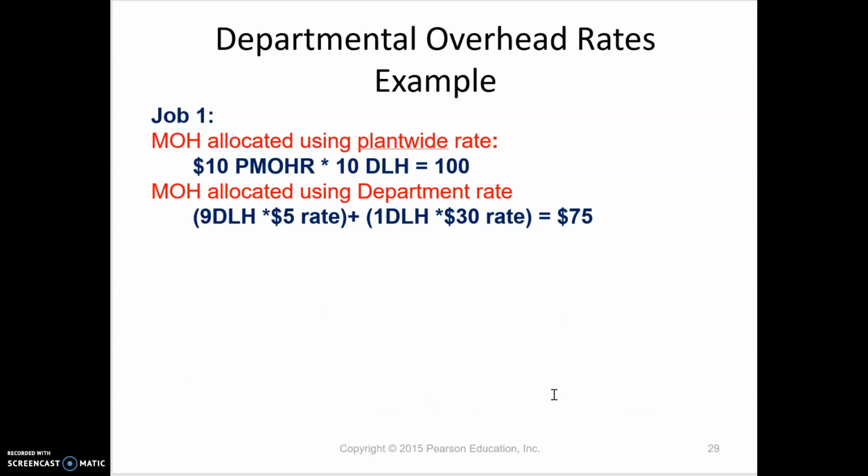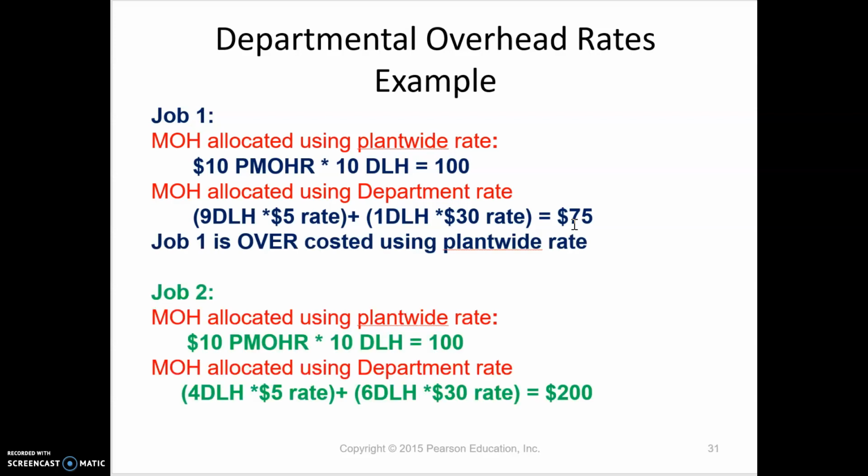So we can see job 1, using the plant-wide rate, 100 was allocated to job 1. Using the department rate, we can see it's really only incurring 75. So job 1 was overcosted using the traditional method, which is just the plant-wide rate. Job 2 got 100 allocated to it using the traditional method, just the single predetermined overhead rate. But using department rates, we see it's actually incurring 200. So job 2 is undercosted using the plant-wide rate.